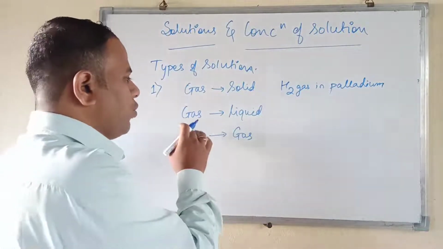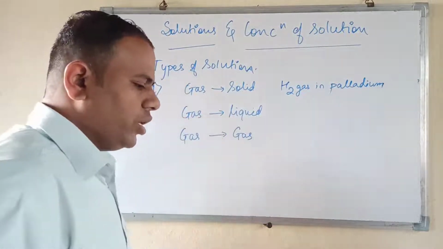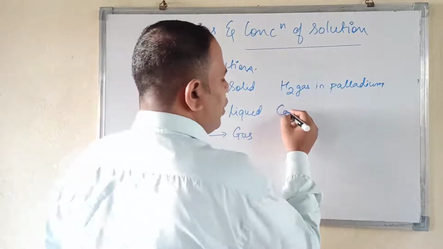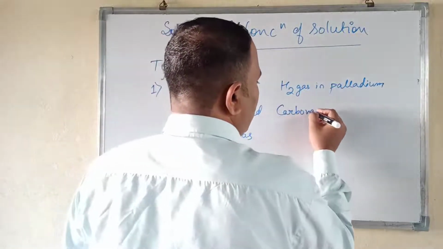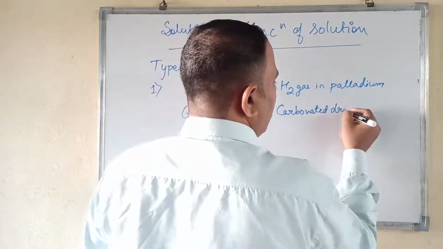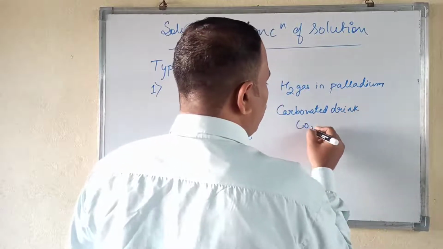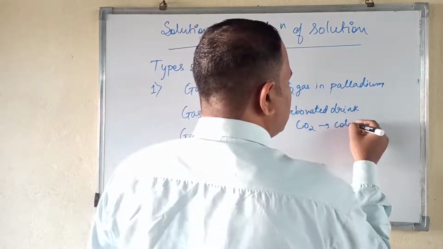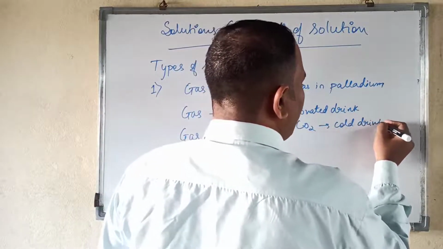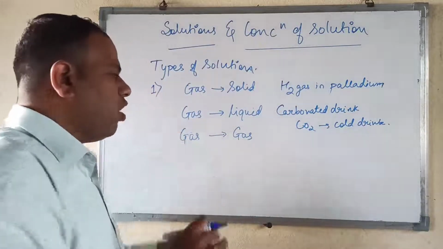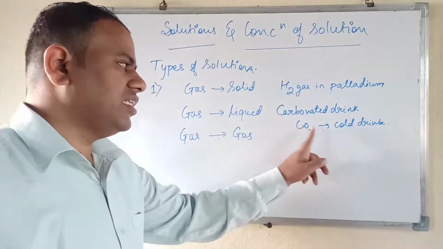Okay, next we are going to see gas in liquid solution. The example here is carbonated drinks. As you know, CO2 is generally mixed in cold drinks and it is carbonated. So this is the mixture of gas and liquid. It forms a gas and liquid solution.